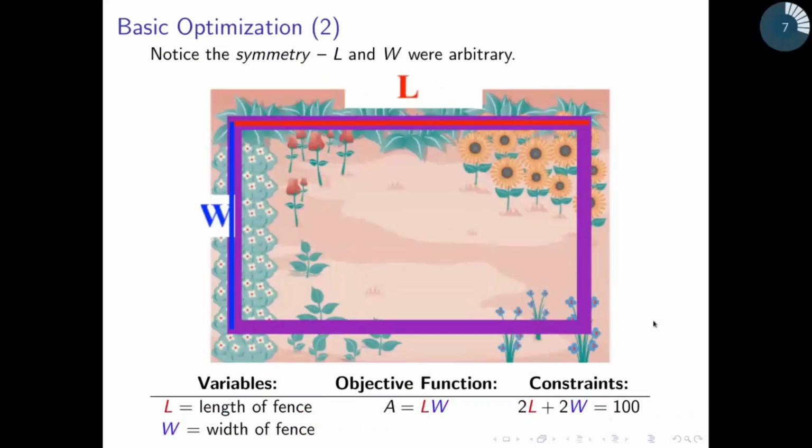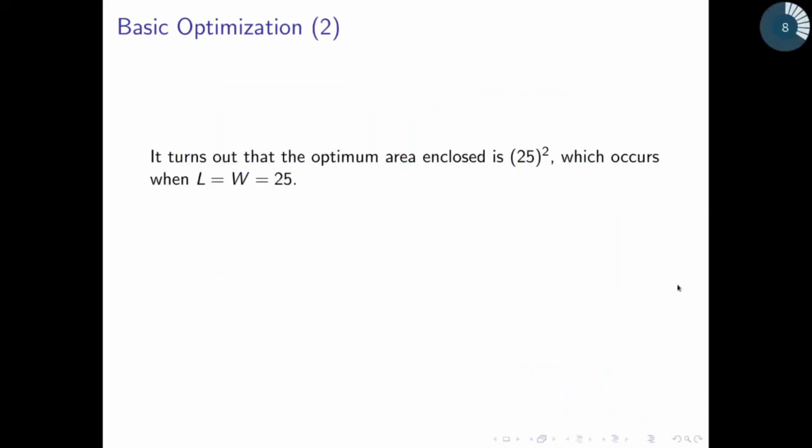Notice that if we swap L and W, the objective function and the constraints remain the same. So there's symmetry here, and we're going to see that same kind of symmetry when we look at the Sybil problem, the collusion problem. And so that means that this optimal solution occurs when the 2 variables are equal.